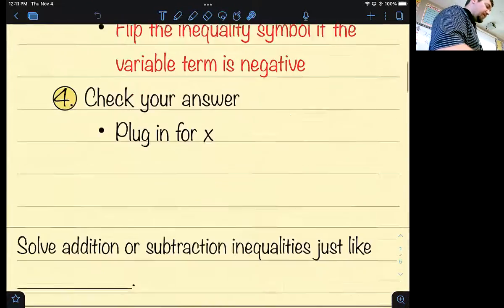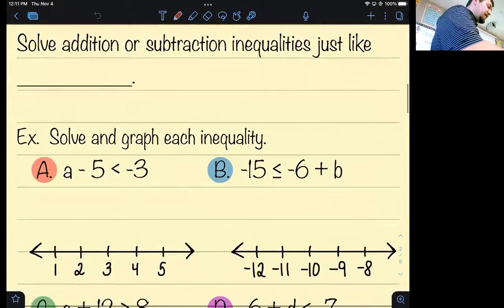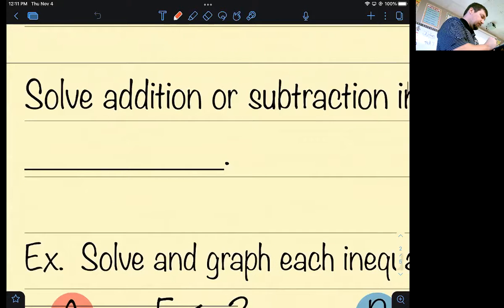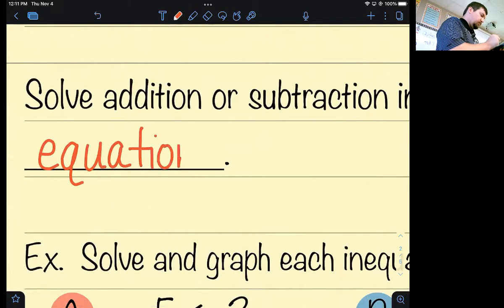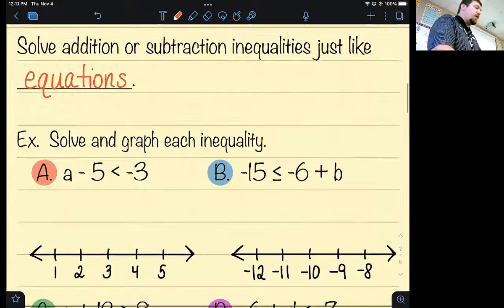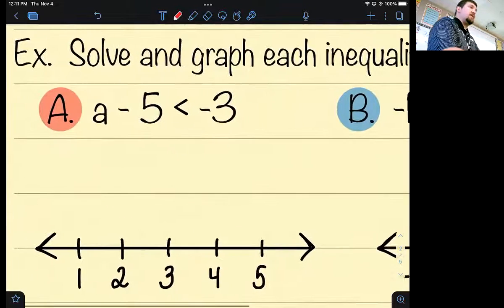So we'll jump right into it. How do I do that? Well, to solve an addition or subtraction inequality, I'm going to treat it just like I do equations. Solve addition or subtraction inequalities just like we do equations. That means when we see a problem like example A, pretend there's an equal sign there and think about what you would do to solve this if it were an equation.